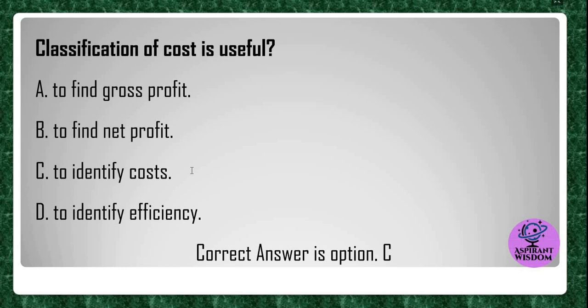Classification of cost is useful A. To find gross profit. B. To find net profit. C. To identify costs. D. To identify efficiency. Correct answer is option C.